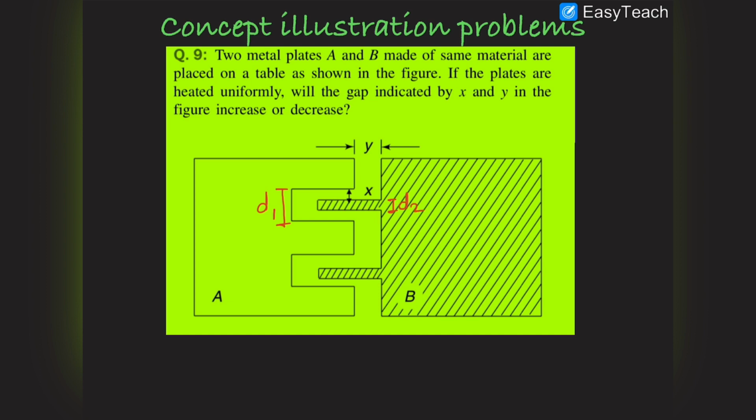As we can see that D1 is greater than D2, therefore delta D1 would be greater than delta D2. Therefore this gap will expand more as compared to this gap, so X will increase. Both of these plates will expand, so this length will expand, and this edge will go towards the right, and this length would also expand, therefore this edge will go towards the left, therefore Y will decrease. So the correct answer is that X will increase and Y will decrease. Now we move on to the next question.